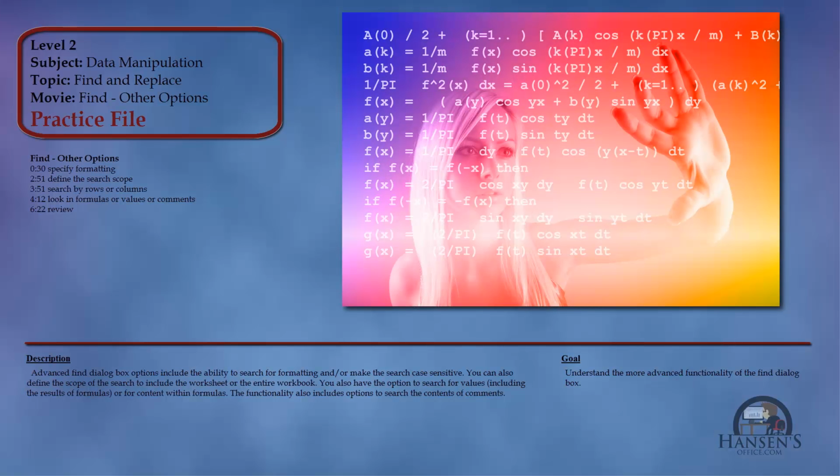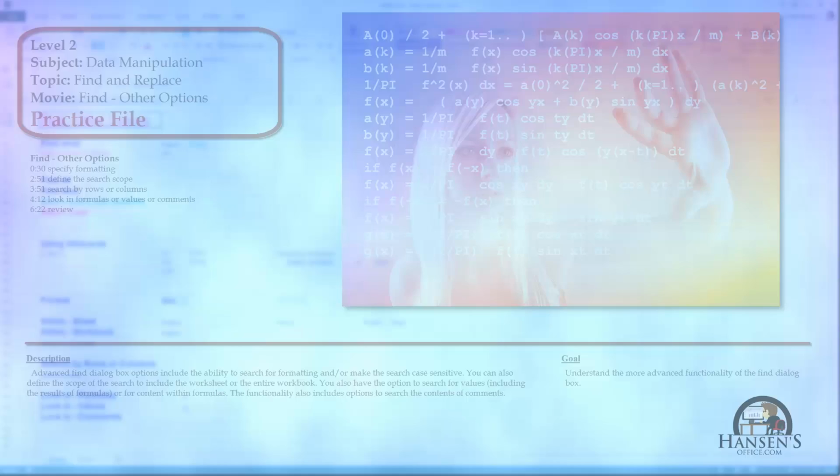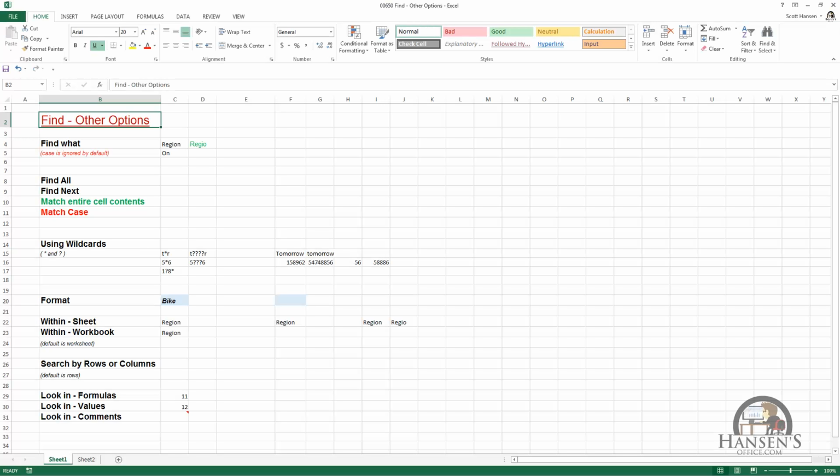So this is the second and the last movie on the find functionality, the other options. We're going to look at specifying the formatting and how to do that. We're going to define the scope of the search. There's like 3 different scopes. We're going to search by rows, and we can also search by columns. And we have 3 choices as far as looking in the content of the cell. We can look in the formulas, we can look in the values, and we can look in comments. So this is find the other options.